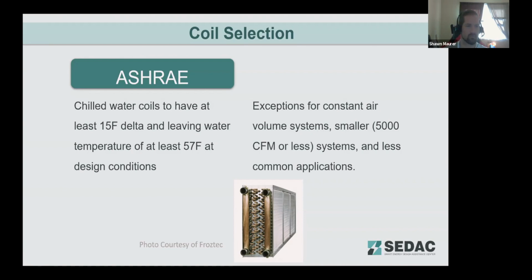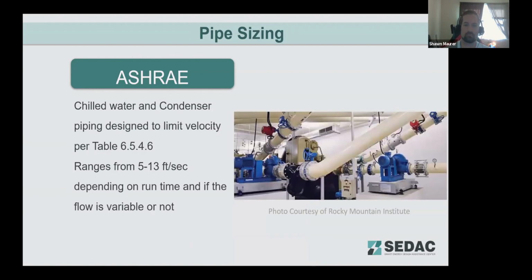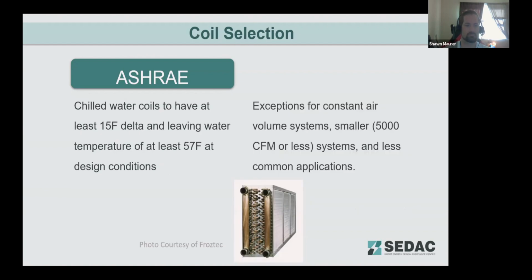So if at part load conditions you've got a coil that was designed for 10 degrees, you may only have a 5-degree difference. Now your chiller is not working at the design differential it was set to. By having this 15-degree differential built in at design conditions, you're more than likely to hit that 10-degree differential at part load conditions and maintain your chiller's performance.